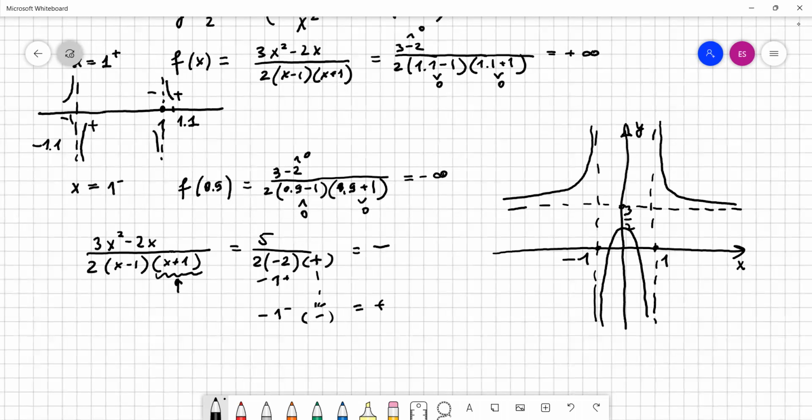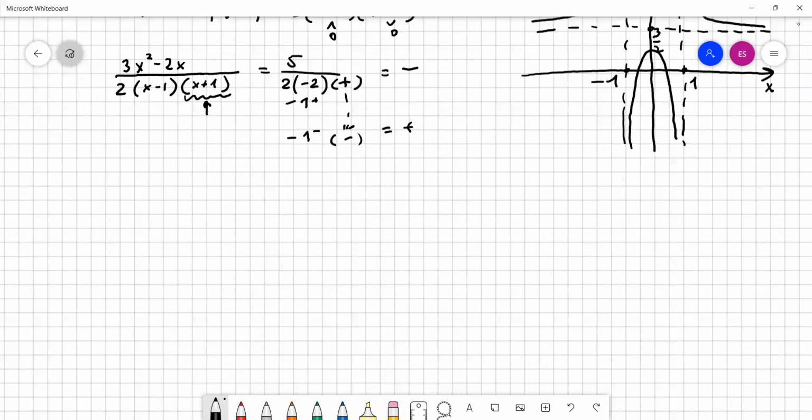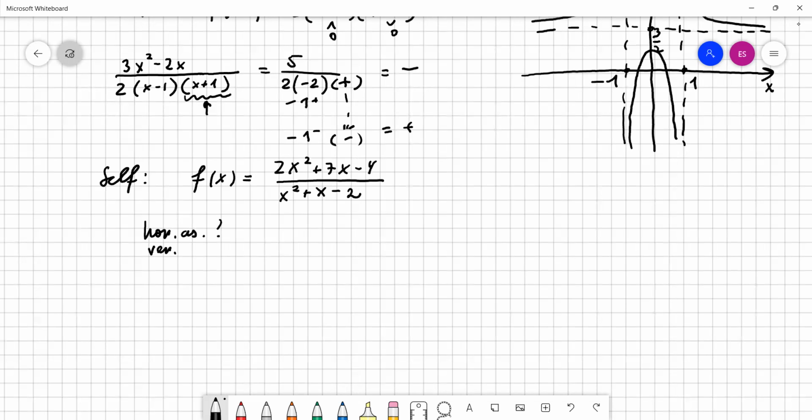Okay, so now I'm going to give you some self-work. Again, I'm going to solve it myself, but eventually I'm hoping that you will solve it yourself before I do this. For self-work, f of x equals (2x squared plus 7x minus 4) divided over (x squared plus x minus 2). What I'll need you to do is find the horizontal asymptote, vertical asymptote, and the graph.